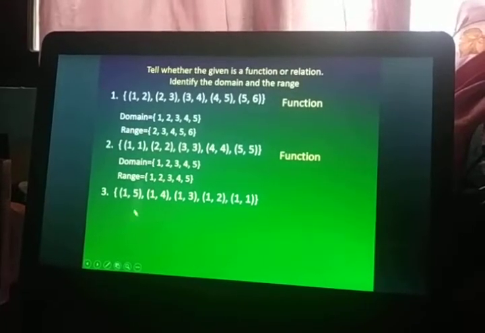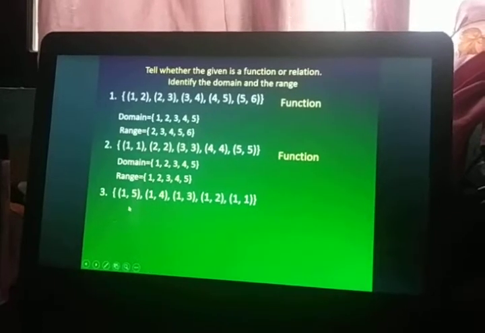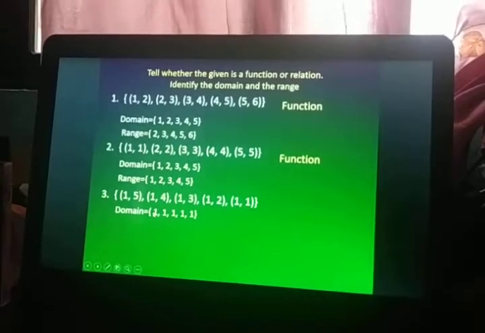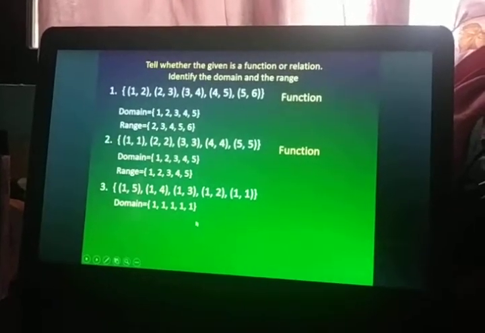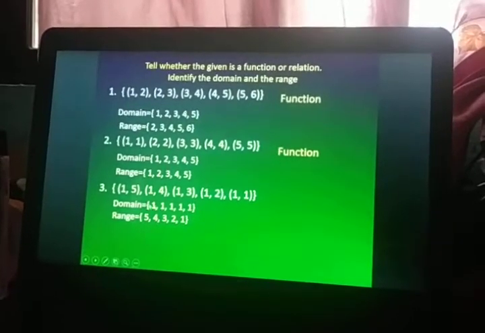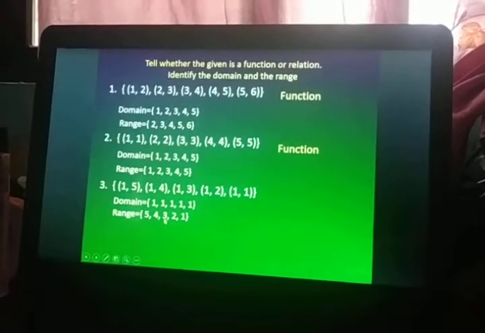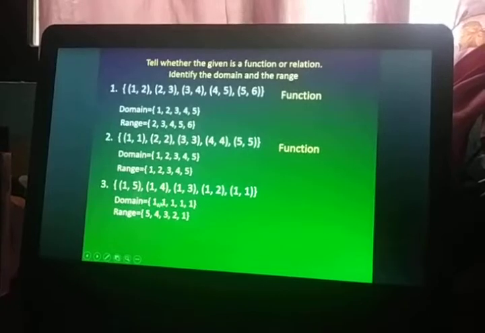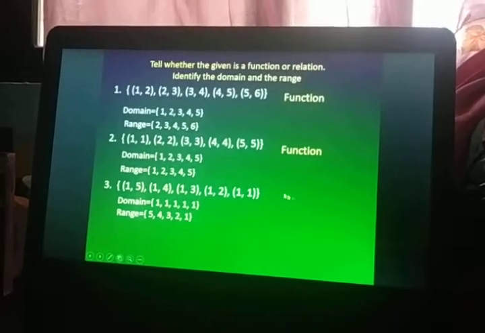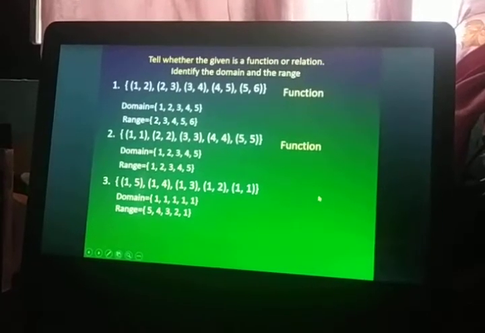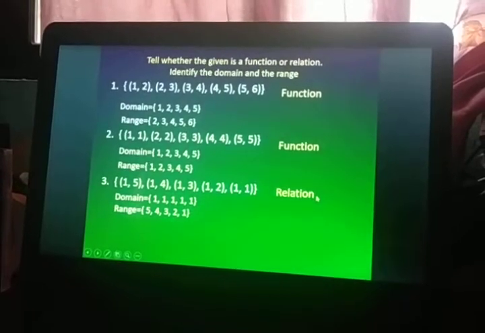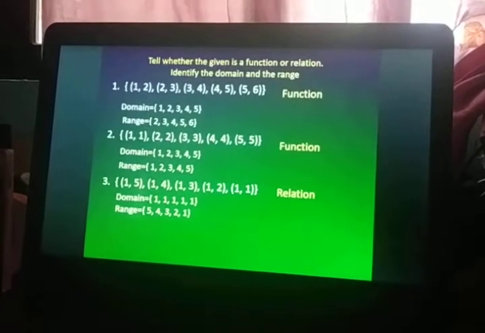Number 3. What is the domain? Oh, 5 ka 1 ang una. And then the range, we have 5, 4, 3, 2, 1. Is there a repetition in the domain? Yes, nagsulit ang 1. And so, this set of ordered pairs is not a function but a relation. Can you see the difference now?